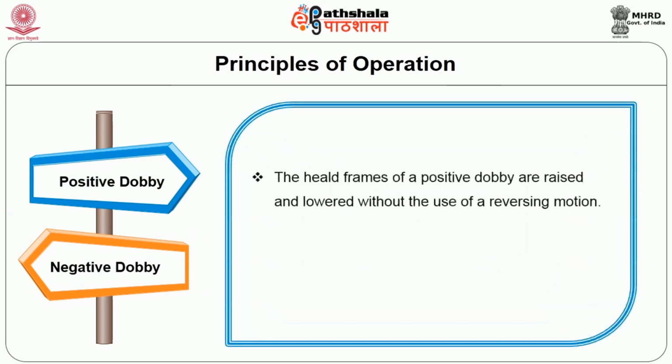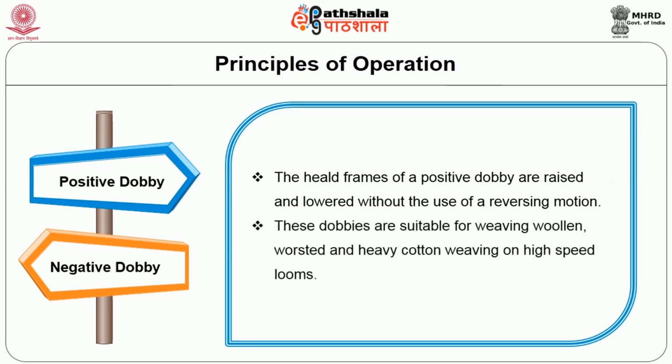Positive Dobby. The heald frames of a positive Dobby are raised and lowered without the use of a reversing mechanism. These Dobbies are suitable for weaving woolen, worsted and heavy cotton fabrics on high-speed looms.